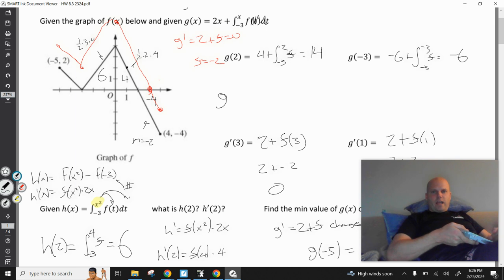G of negative 5 equals negative 10 plus the integral from negative 3 to 5 of F.